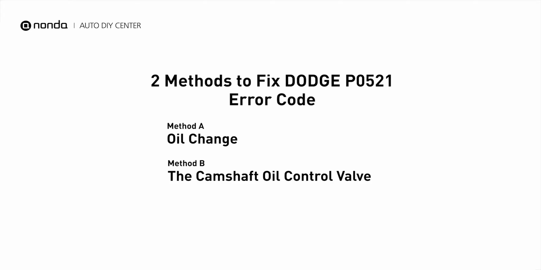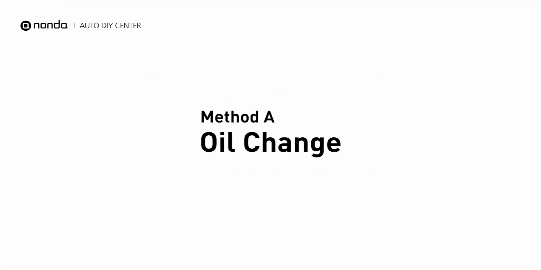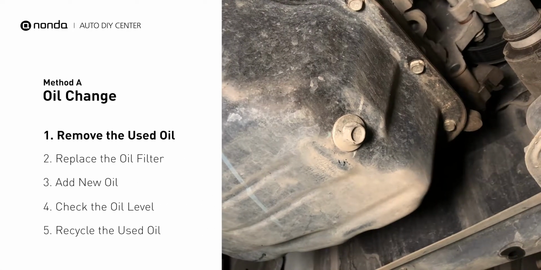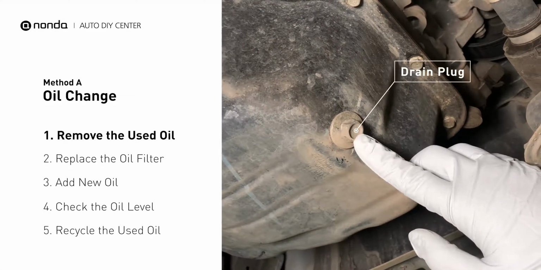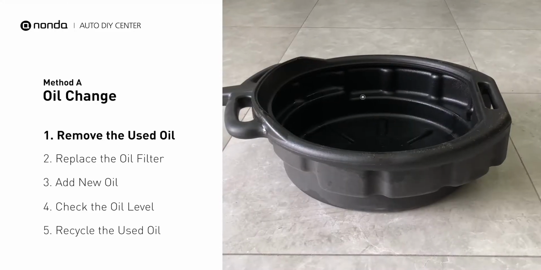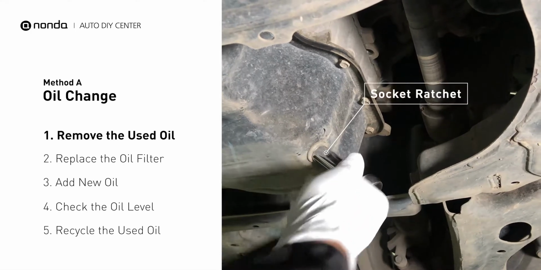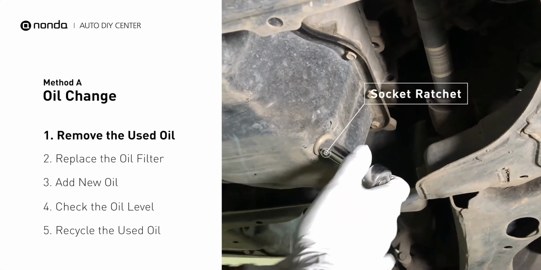Here are 2 of the most practical solutions to fix Dodge's P0521 error code. Method A, oil change. Locate the oil drain plug on your vehicle and place an oil collection pan underneath it. Use the socket ratchet to remove the plug from the oil pan on your vehicle.